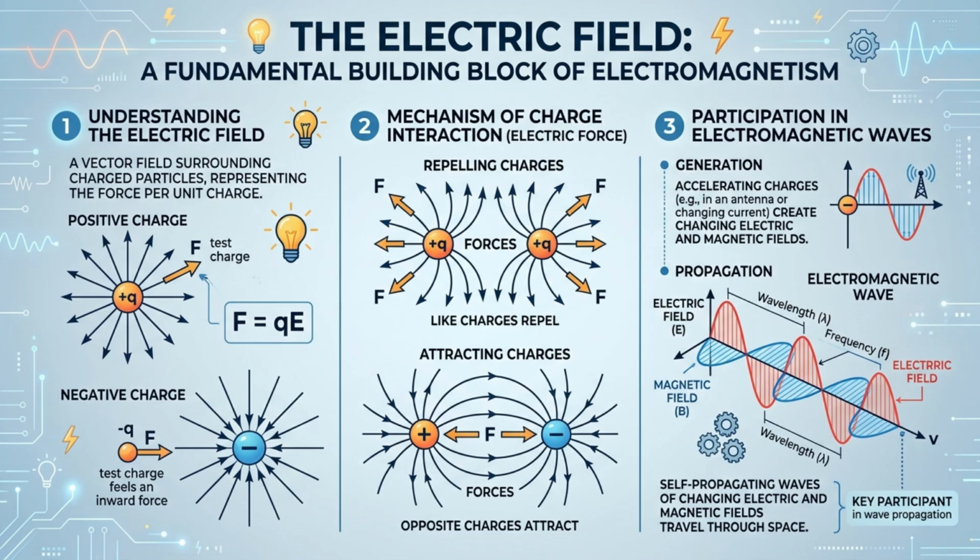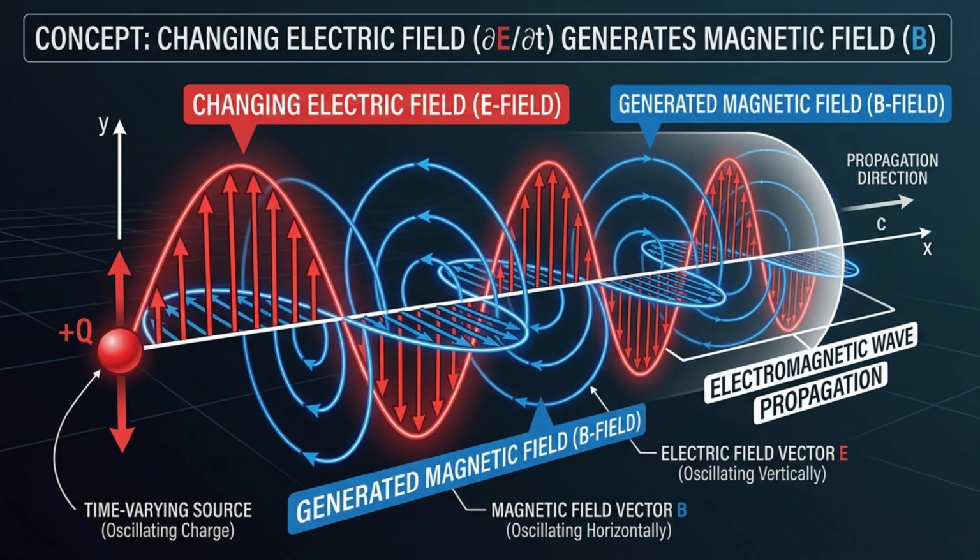It provides the mechanism through which charges interact and serves as a key participant in the generation and propagation of electromagnetic waves. A common misconception is that electric fields exist only when current is flowing. In reality, even stationary charges create electric fields. However, changing electric fields become especially important because they can generate magnetic fields, leading to electromagnetic wave propagation.